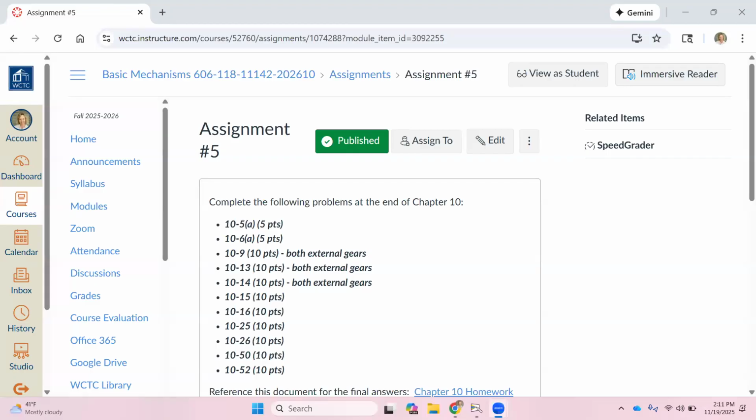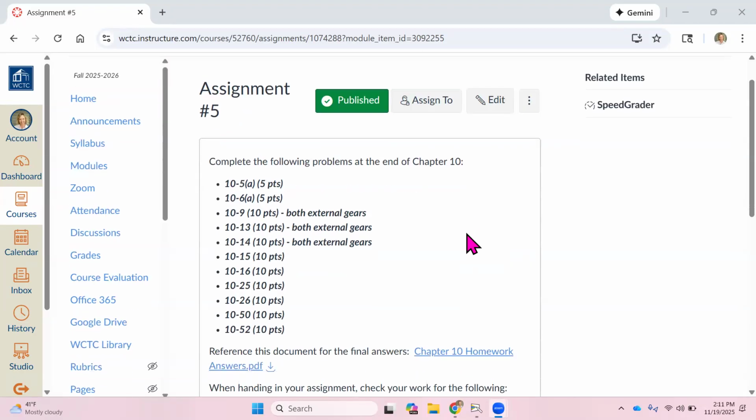Okay, so I want to briefly go over assignment number 5, just to be sure that we're all on the same page for all the things that you need to do. So these are problems that are at the end of this chapter, starting on page 295. The first couple that you have here, note that you only need to do part A for the first two. So they're only worth 5 points each.